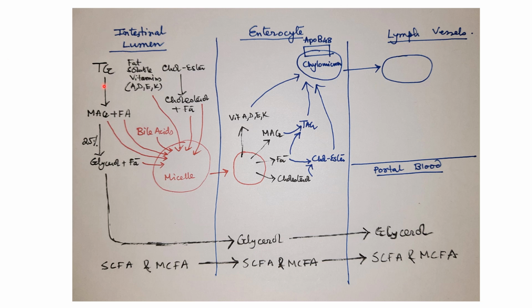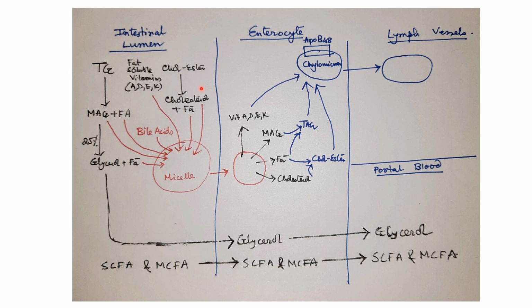Okay, so let us see what we have discussed. I have given that only in this diagram. See, there are three compartments. This part is the intestinal lumen, this part is the enterocyte cell, and from the enterocyte cell it can be absorbed into the lymph vessels, or it can be absorbed into the bloodstream, that is the portal blood.